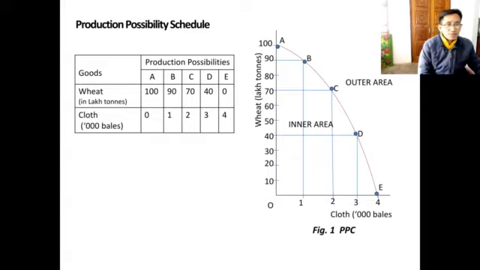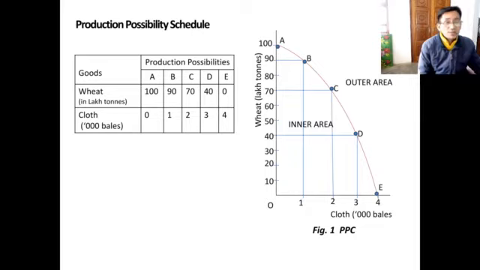In the second production possibility, that is B, we produce 90 lakh tons of wheat and 1000 bales of cloth. Here we have the production of both goods, that is cloth and wheat. Again, we see the production possibility C. In C, we produce 70 lakh tons of wheat and 2000 bales of cloth. This way we just continue up to E.